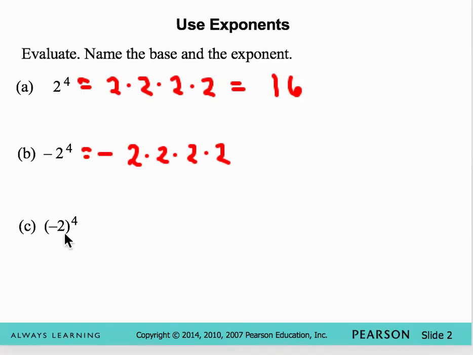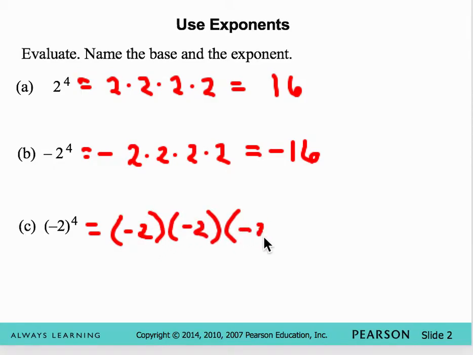This base is negative 2, right? The base is the thing the exponent goes to. And this exponent only goes on the one number it's sitting on. So this is negative 16. Now this one, the base is negative 2. So what it means is you're actually going to multiply the negative 2 times itself 4 times. Okay, and 4 negatives multiplied together is a positive. Not the same thing. Be careful about those signs.